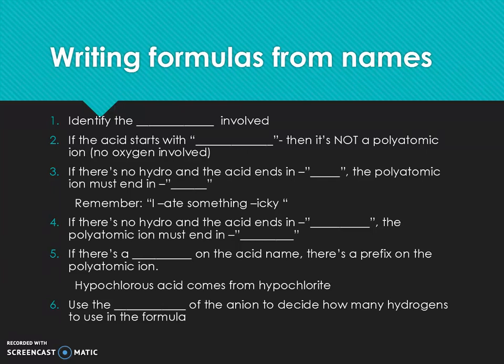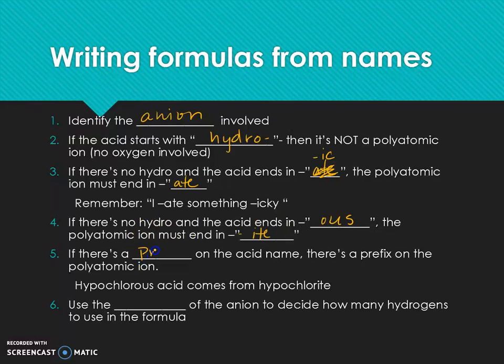All right, then writing formulas for names. So first we have to identify what is the anion that is involved. If the acid starts with hydro, then it's not a polyatomic ion, meaning your anion is not a polyatomic ion. And if there's no hydro, then the acid ends in ATE, then if our acid ends in IC, then our polyatomic ion must end in ATE, our ate something icky. If there's no hydro and the acid ends in OUS, then the polyatomic ion must end in ITE, and you would use the correct formula from there.